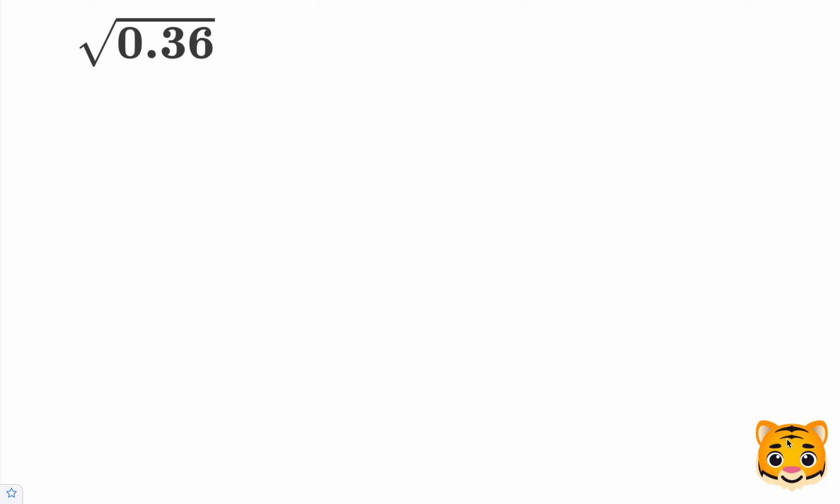In this example, we will be evaluating the square root of 0.36. To do this, we first need to review how to turn a decimal into a fraction.